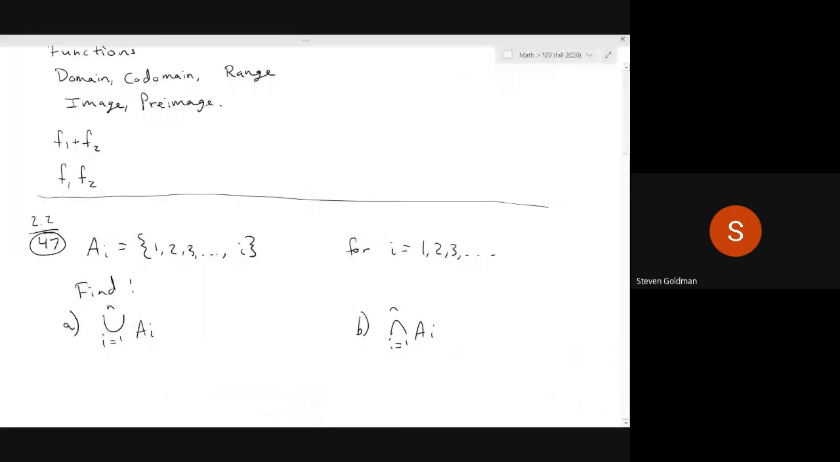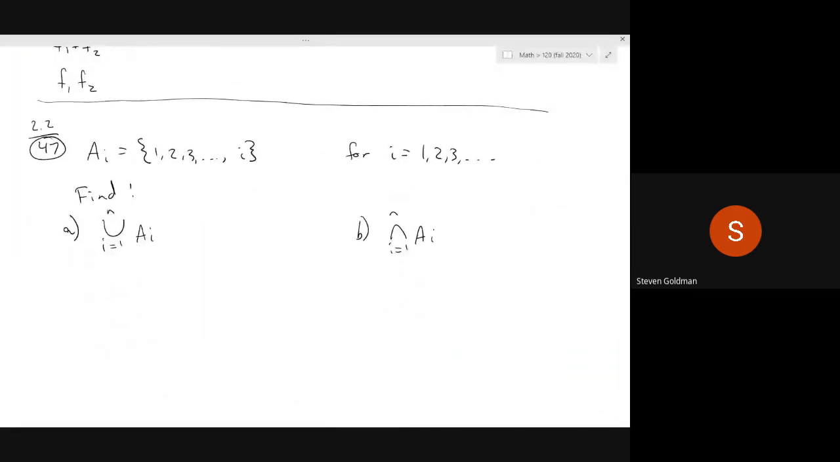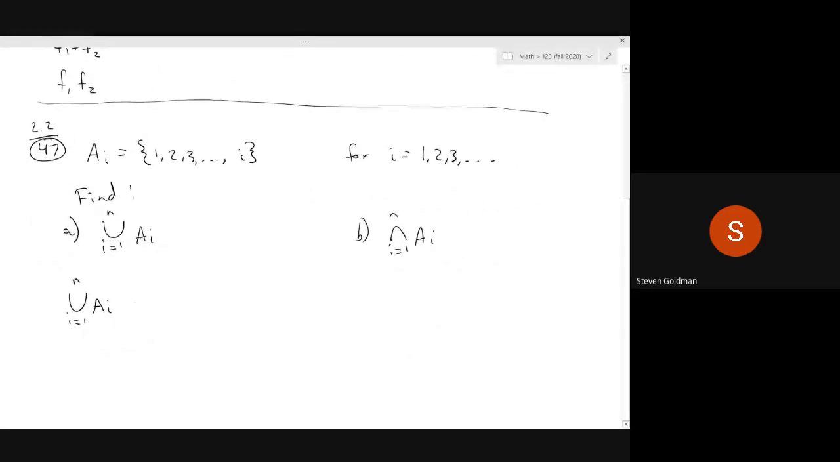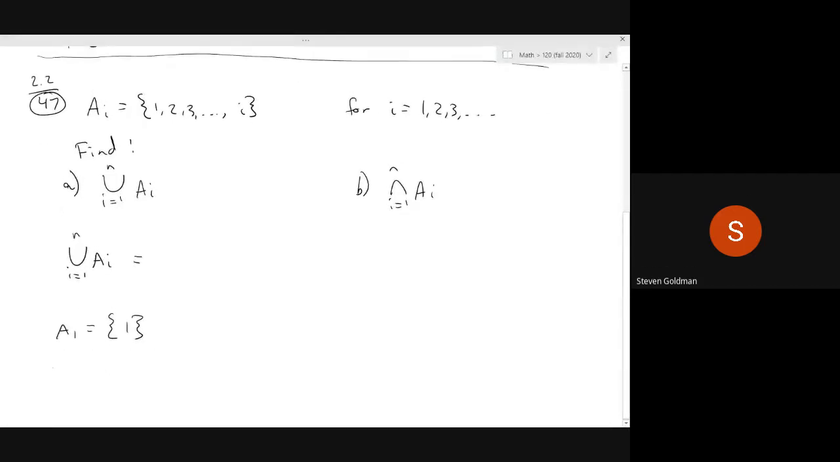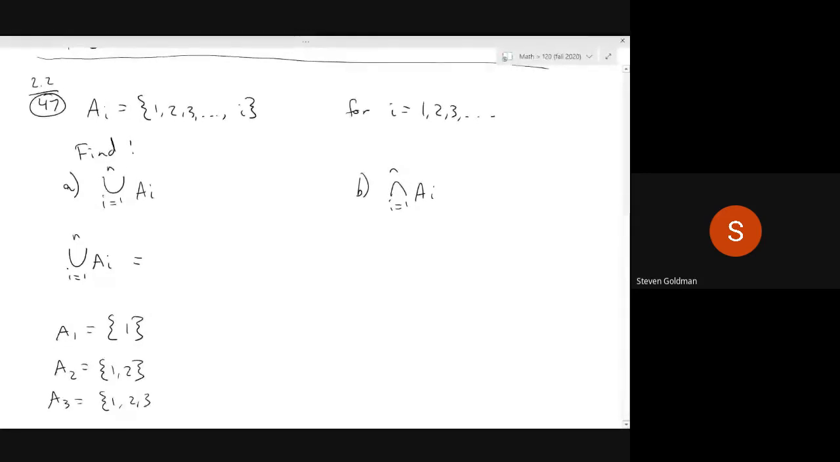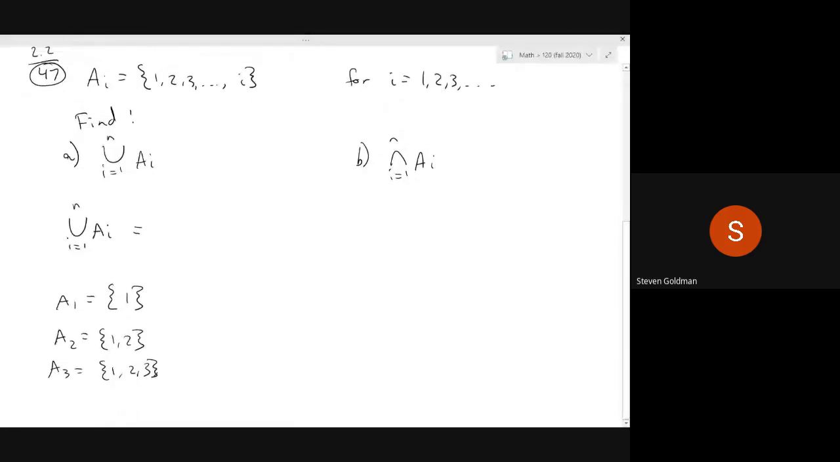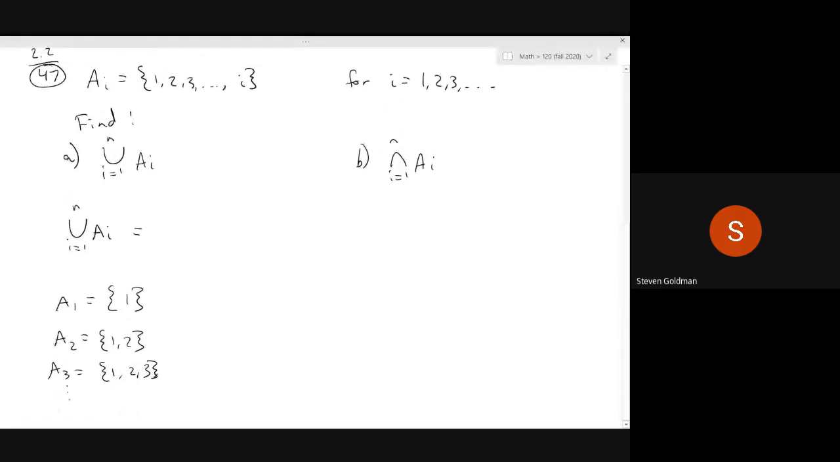Okay, so let's do the union first. All right, so the union of each of the sets, what is it equal to? Well, what's A1 going to be? A1 is the set whose only element is 1. A2 is 1 comma 2. A3 is 1, 2, 3, etc., etc. All the way up to A sub n, whose elements are the integers 1 through n.